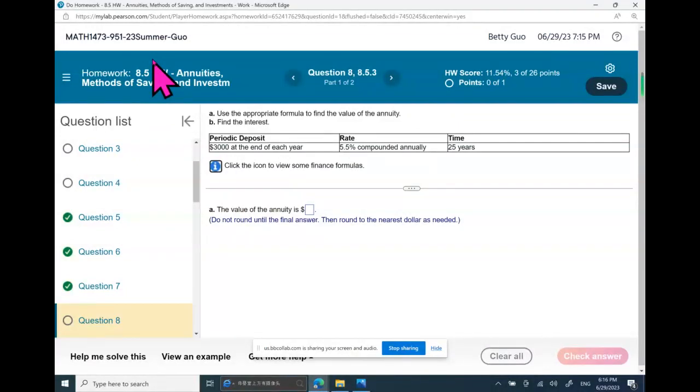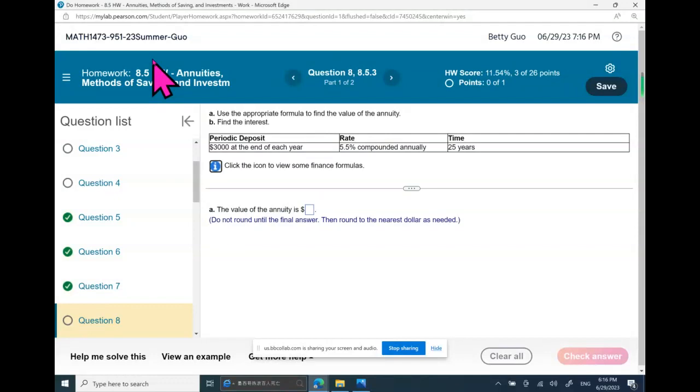What information? Periodic deposit. That is the P, or the payment that I explained earlier in the formula, right? So your P is $3,000 at the end of each year. So N equals 1. And annual interest rate R equals 5.5%, also compounded annually. So the number of times the interest is compounded every year is the same as the number of times you deposit your payment every year. Always the same. And the time in years is 25.